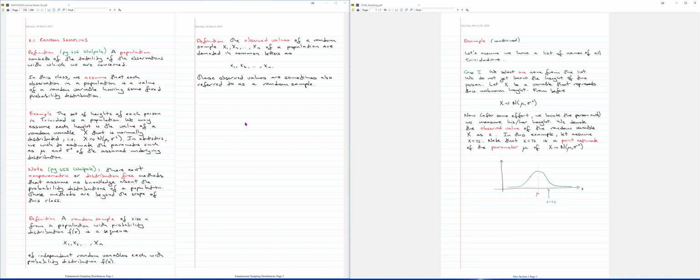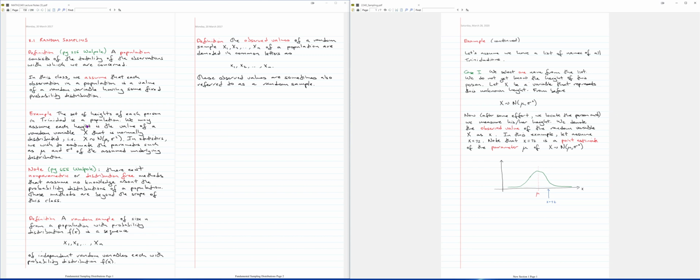A population consists of the total set of observations with which we are concerned. So, for example, if we're interested in the heights of Trinidadians, then the set of heights of all persons in Trinidad is a population. What we may not be able to do is actually record all heights of all the persons in Trinidad.